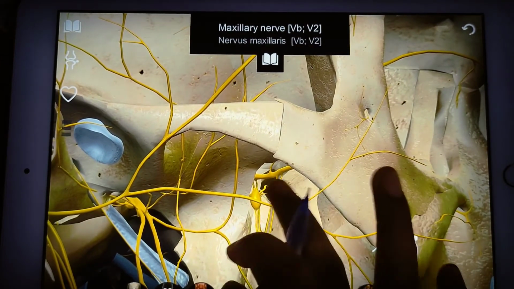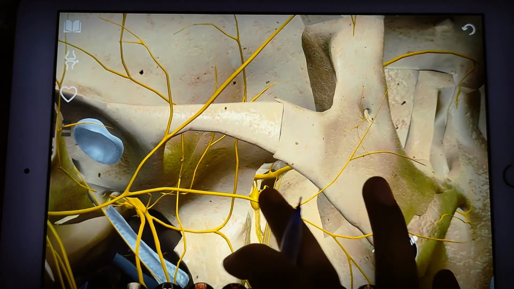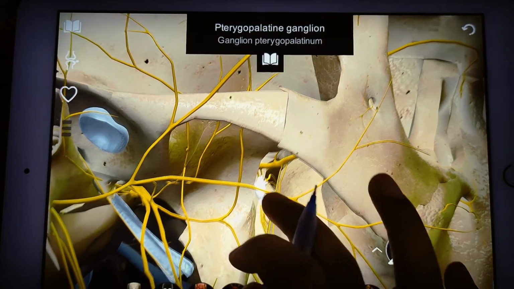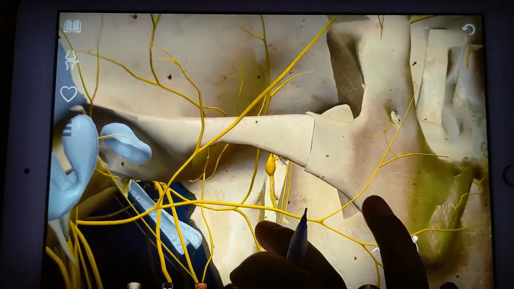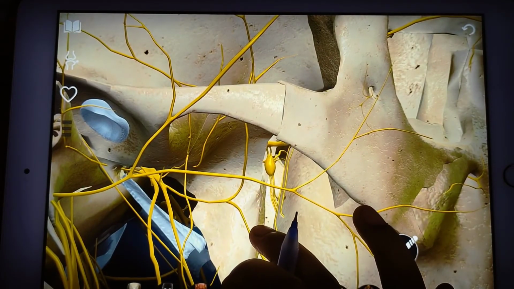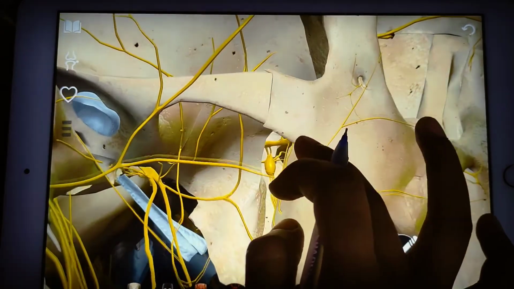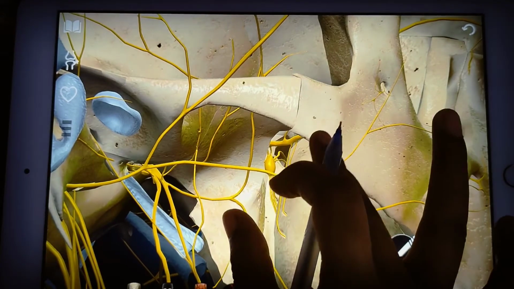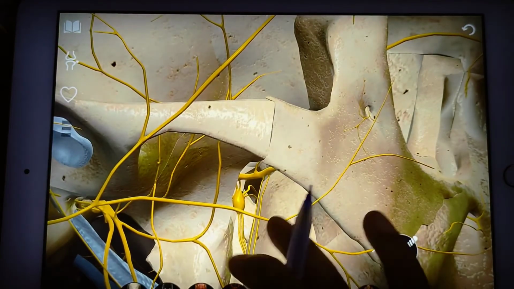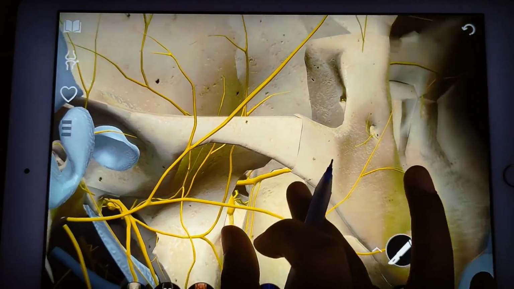The maxillary division comes here and gives off some branches to the pterygopalatine ganglion. This is nothing but your pterygopalatine ganglion. This is a parasympathetic ganglion, the largest parasympathetic ganglion. We have four parasympathetic ganglia in our head and neck system, so this is your largest one. It gives some branches to this one, and it goes to the nose. Now how does it go to the nose?